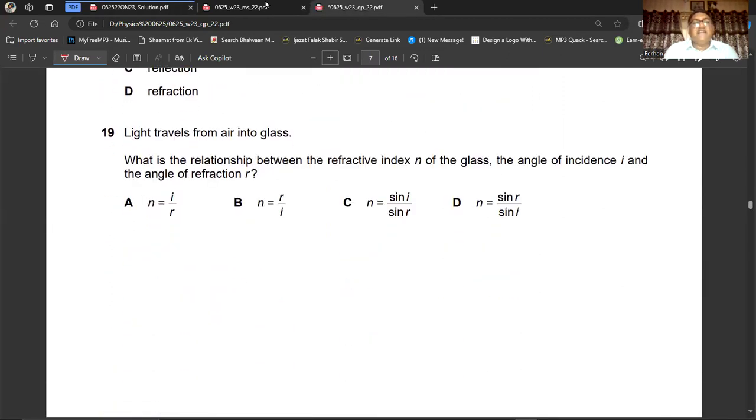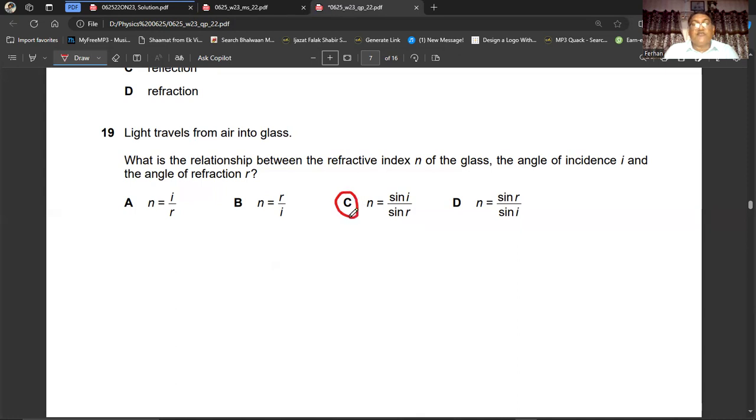Question number 19. Light travels from air into glass. What is the relationship between the refractive index n of the glass, the angle of incidence i, and the angle of refraction r? It is n is equal to sine i divided by sine r.